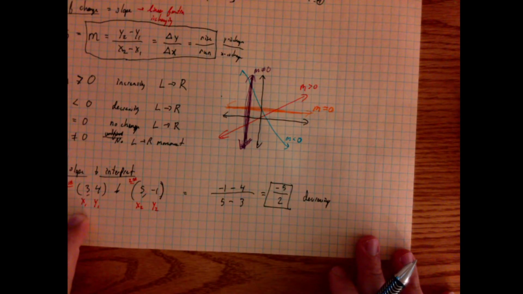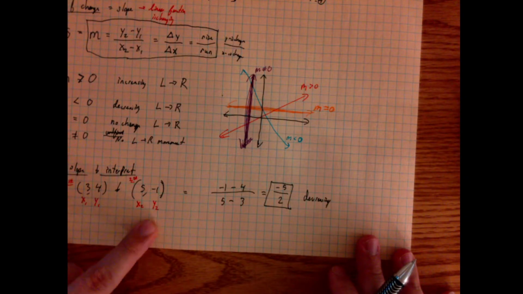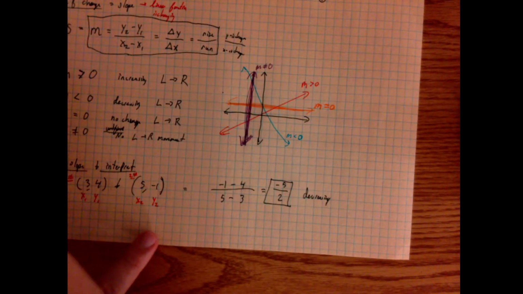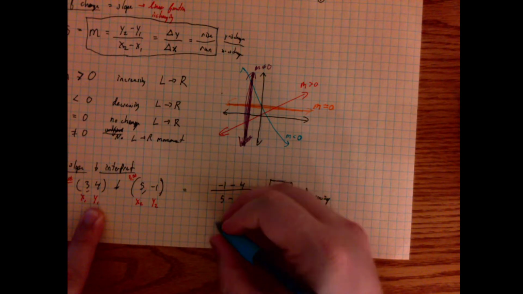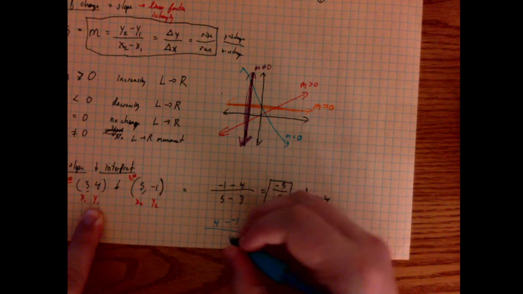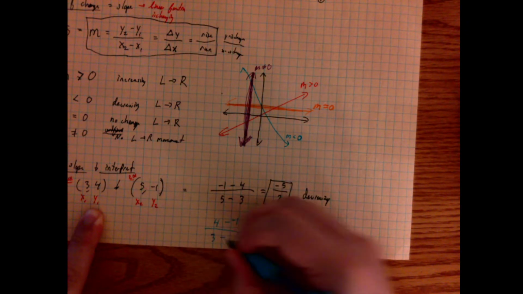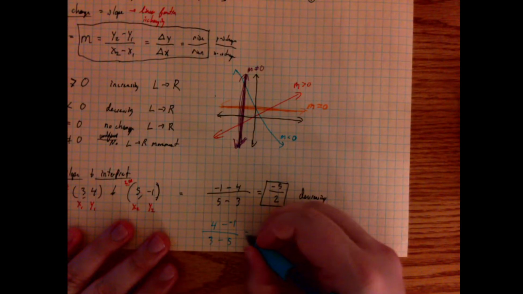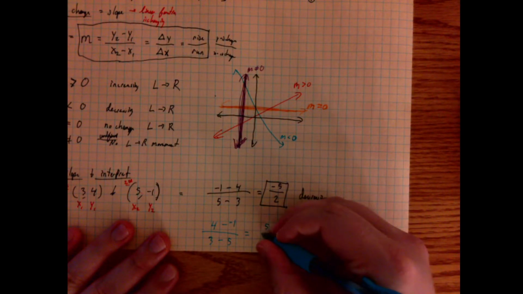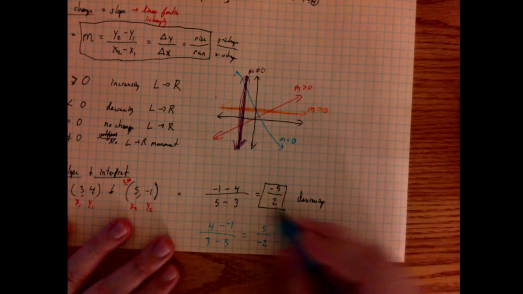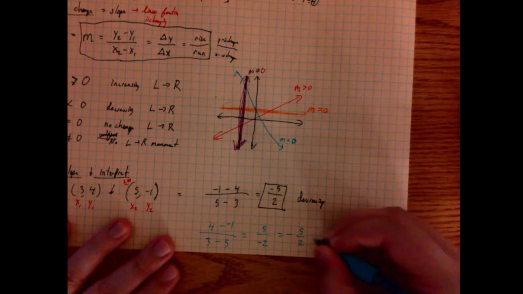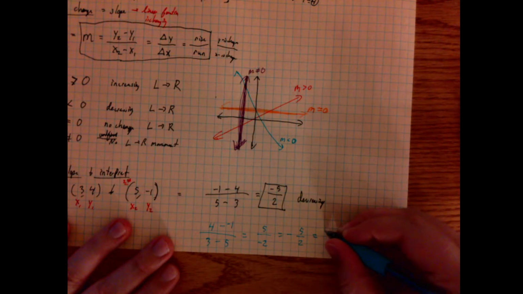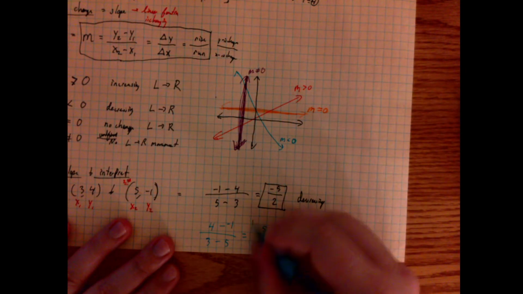Note, we declared this to be x1 and y1, we declared this to be x2 and y2. If we had done it the other way, we would have gotten the exact same result. If we had chosen this one to be y2, which would make it 4 minus -1 over 3 minus 5, what will end up happening is on top you'll get a positive, on bottom you'll get a negative. But guess what? These two are equivalent to each other.